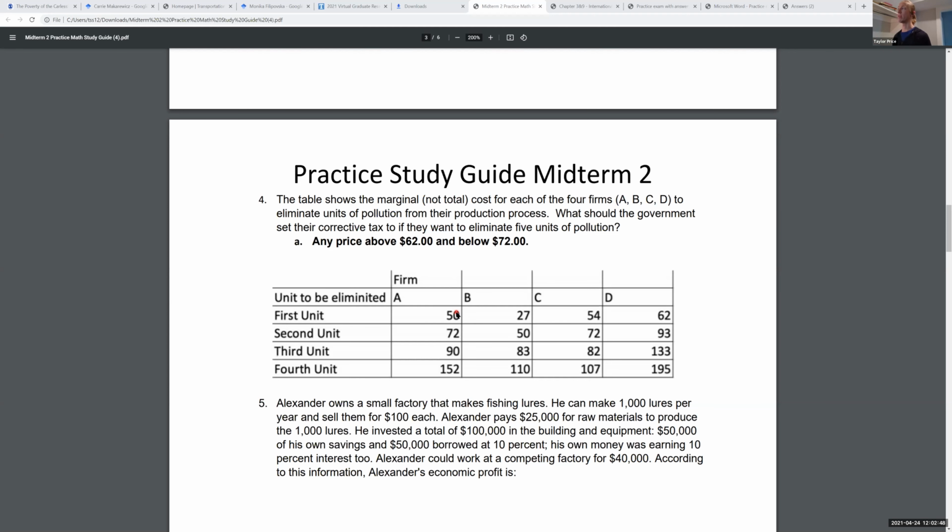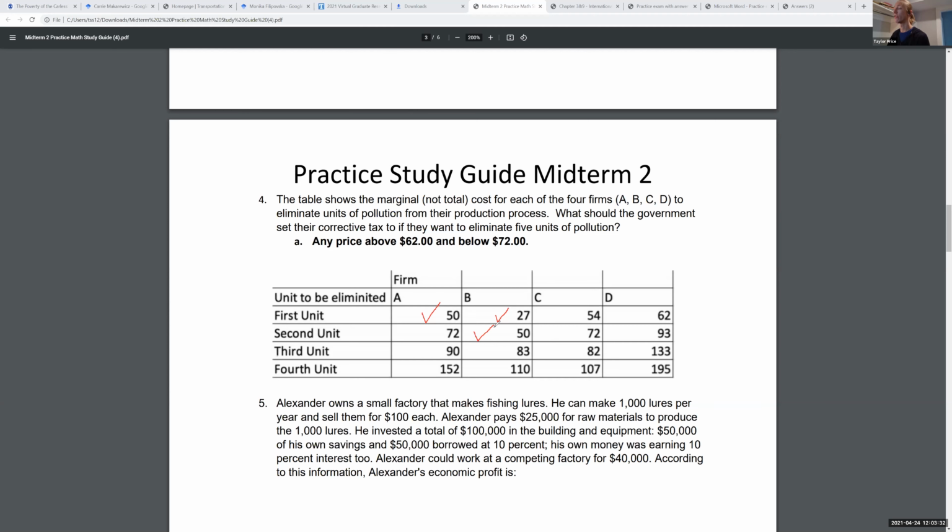So the question's asking you, what should the government set their corrective tax to if they want to eliminate 5 units of pollution? The way you solve this question is you first try to see which 5 units of pollution are below a certain price. So for the first unit of pollution, we can see the lowest price is going to be $27. So let me just make a little check mark next to it. So that's going to be our first. The second is going to be the $50.